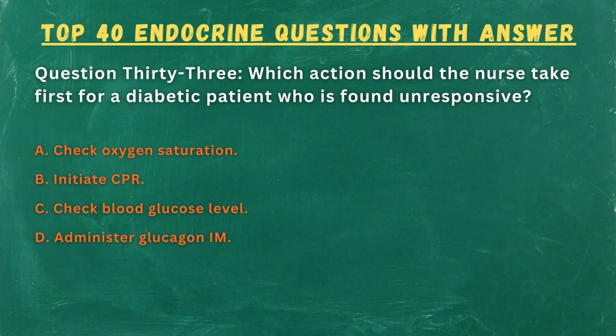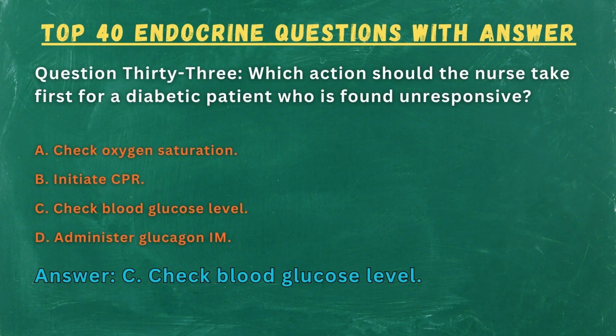Question 33. Which action should the nurse take first for a diabetic patient who is found unresponsive? A. Check oxygen saturation. B. Initiate CPR. C. Check blood glucose level. D. Administer glucagon IM. Answer: C. Check blood glucose level.